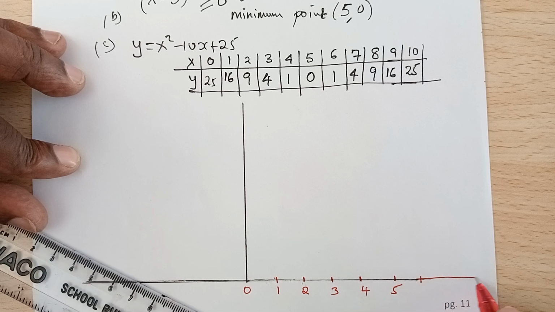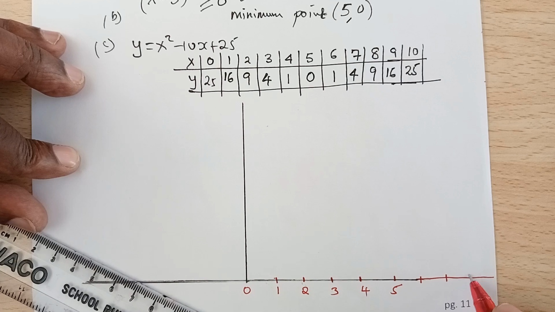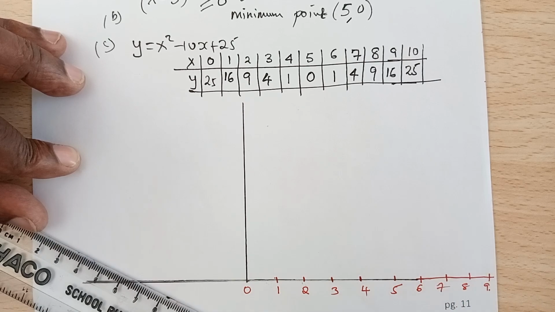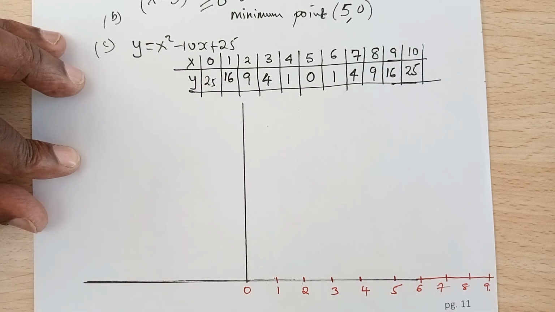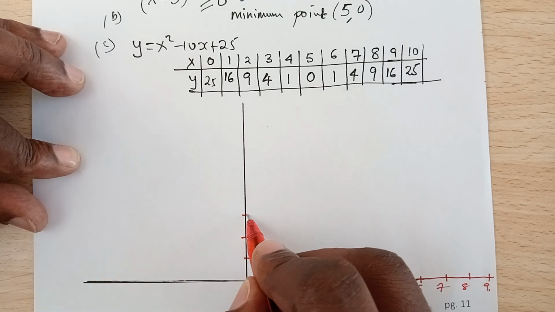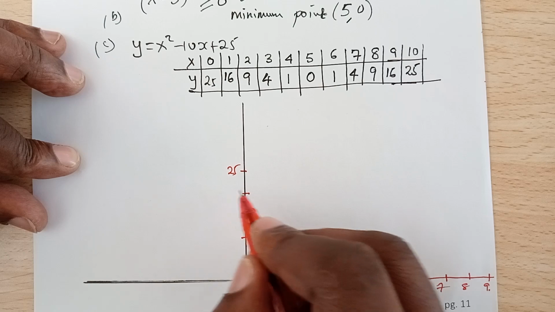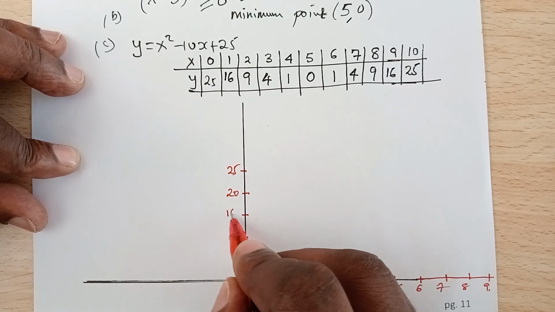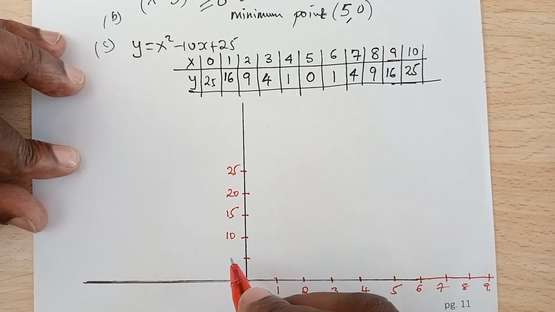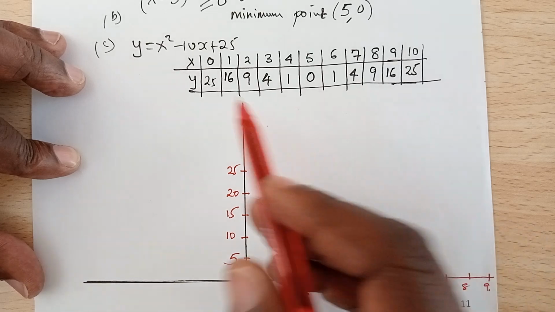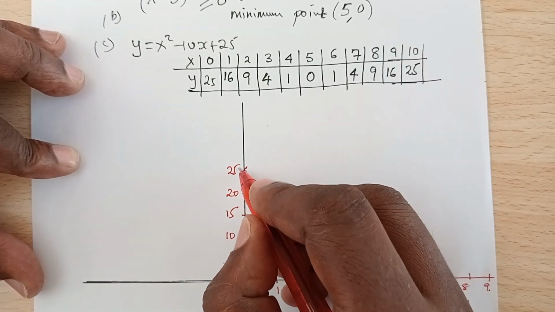6, 7, 8, 9, and even 10. On the y-axis, this is 5, 10, 15, 20, and 25. This is 20, this is 15, this is 10, this is 5. So when x is 0, we have 25.